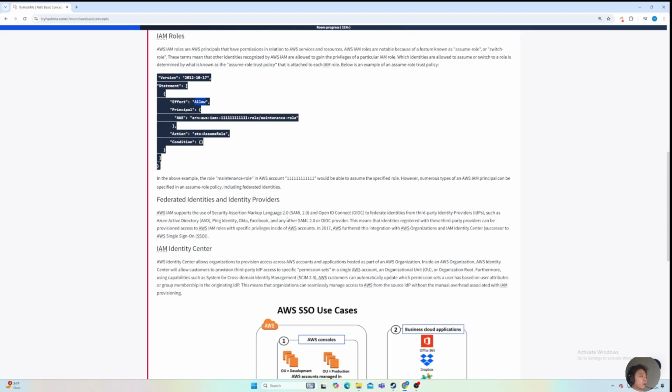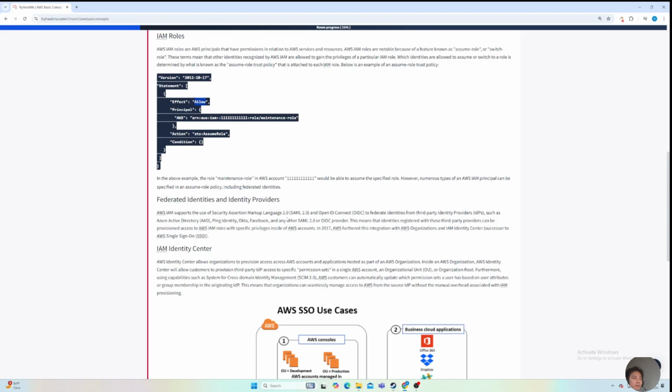So, federated identities and identity providers. AWS IAM supports the use of Security Assertion Markup Language 2.0 or SAML and OpenID Connect or OIDC to federate identities from third-party identity providers such as Azure Active Directory AAD, Ping Identity, Okta, Facebook, and any other SAML 2.0 or OIDC provider. This means that identities registered with these third-party providers can be provisioned access to AWS IAM roles with specific privileges inside of an AWS account.